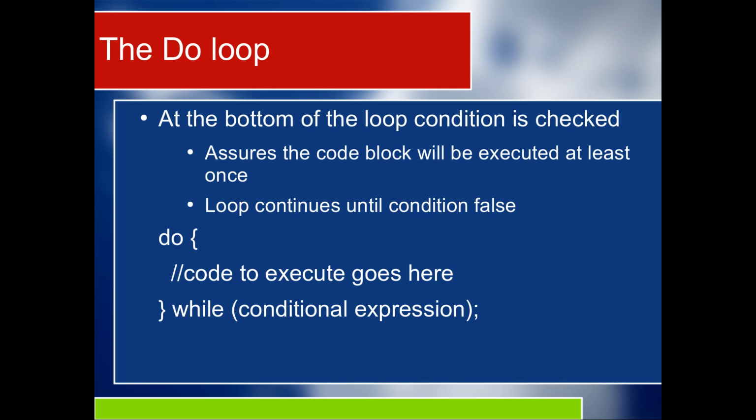So its structure looks like this. You have the keyword do followed by an opening code block. And at the end of the code block, you're going to put in a while with a conditional expression. Now, if that conditional expression evaluates as true, you're going to go back to the top of the do. If it evaluates to false, you're going to fall out of the loop.